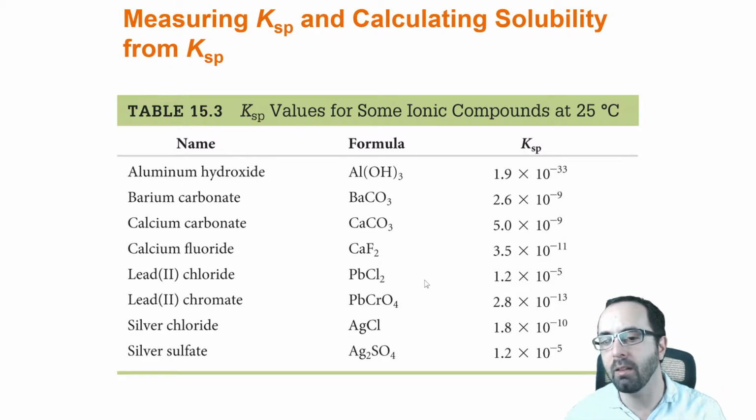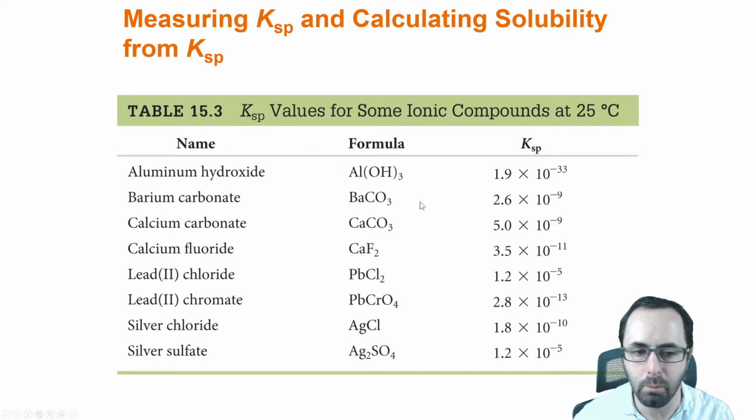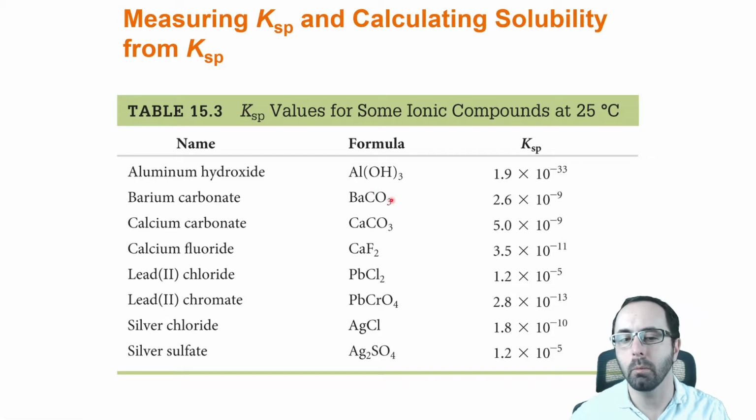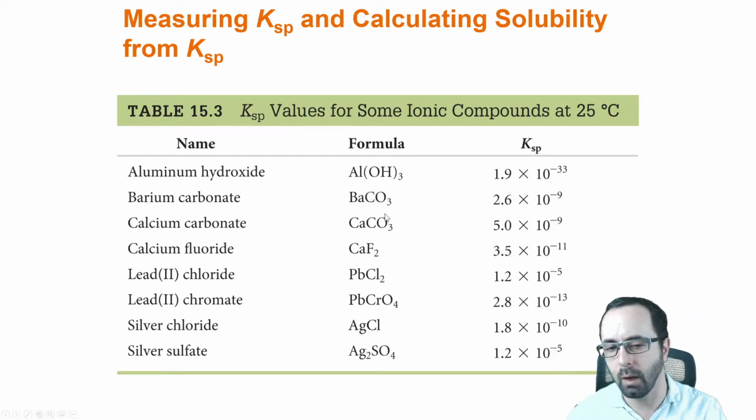It's just that the Ksp is not going to directly give you the solubility of the compound because it depends on how many ions are produced. For example, aluminum hydroxide, when it dissolves, will produce 4 ions, 1 aluminum ion and 3 hydroxide ions. However, when barium carbonate dissolves, it will only produce 2 ions, 1 barium ion, 1 carbonate ion. And so you can't compare the Ksps to the solubilities directly, but you can use the Ksps to figure out the solubility. And in general, a higher Ksp means more soluble.